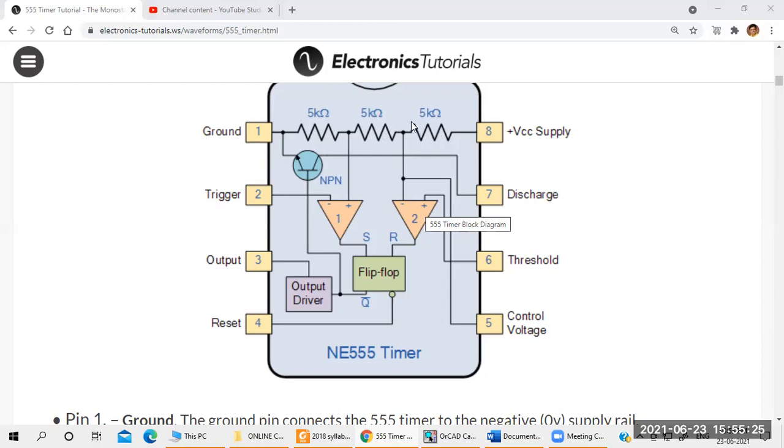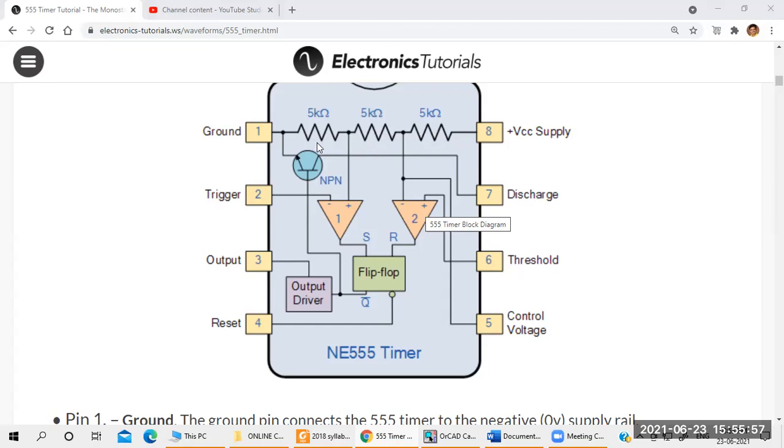First, they have taken 3 resistors in series, connected between pin number 1 and 8. Then they have taken an NPN transistor, connected between pin number 1 and 7. Again, they have taken 2 comparators. One comparator input is connected to a 5 kilo ohm resistor, and the other comparator input is connected to another 5 kilo ohm. Because voltage is flowing from where to where here? From pin number 8 to ground.